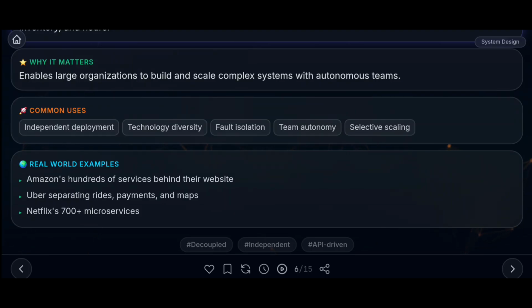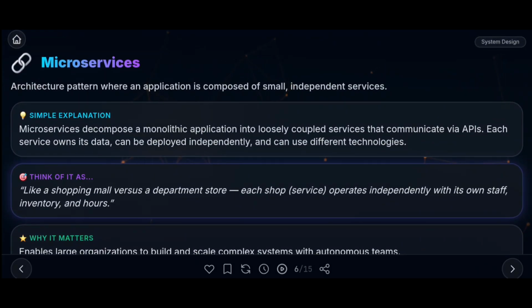Some real world examples are Amazon's hundreds of services behind their website. If you see the Amazon website, it is running with multiple microservices. Uber separating rides, payments, and maps. So Uber also uses microservices, a different service for rides, different for payments, and different for maps. Netflix has 700 plus microservices. So all this is about microservices.